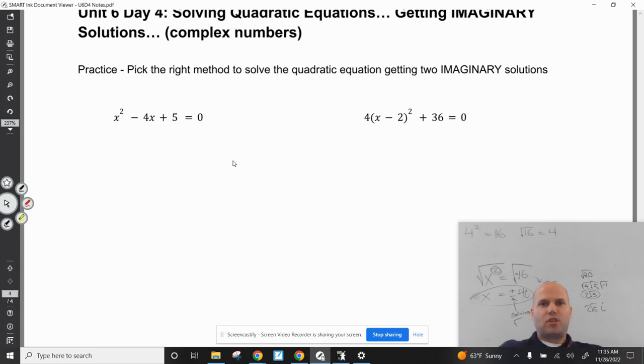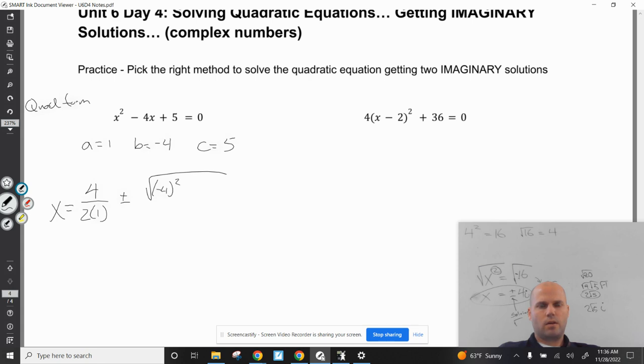All right, so let's pick the right method to solve the equation to get two imaginary solutions. This is standard form. So I'm going to use the quadratic formula. A is 1, B is -4, C is 5. X equals, use the quadratic formula from the page above, the opposite of B over 2 times A, add or subtract the square root of B squared minus 4 times A times C all over 2 times A. 4 divided by 2 is just 2.